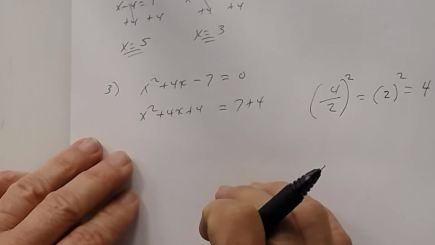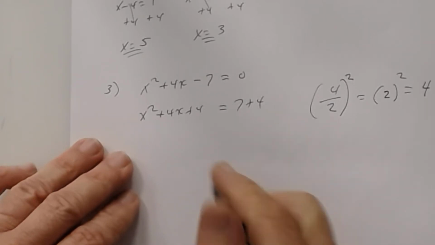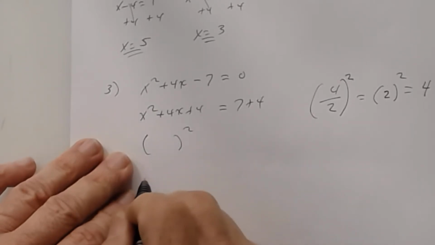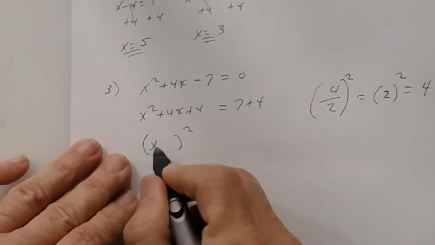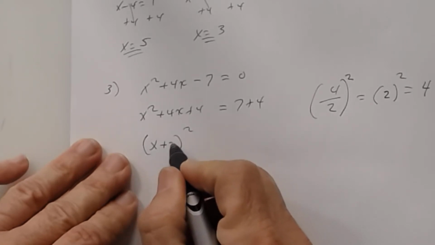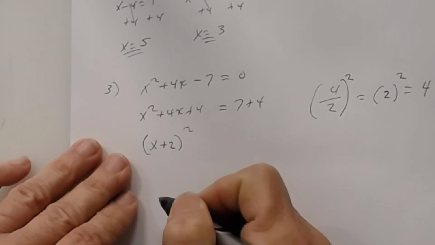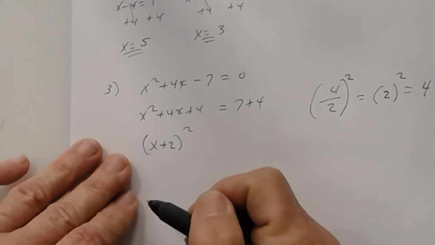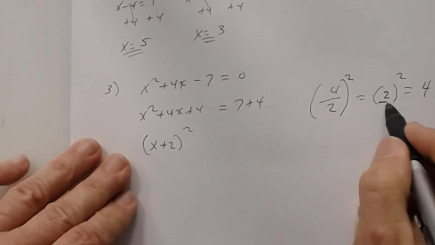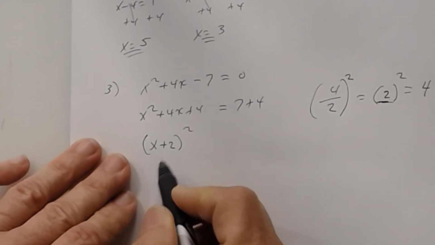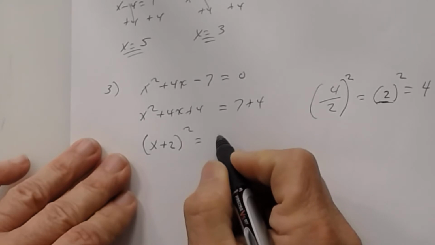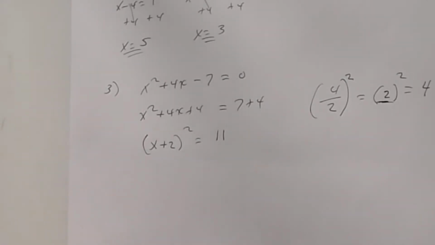The left-hand side is now a perfect square trinomial. So when you factor it, it's going to be a binomial squared. What is that binomial? X plus 2, because x plus 2 times x plus 2 is going to be x squared plus 4x plus 4. So remember we said that whatever that number is, what this is going to be. And what does that equal? 11. Equals 11.